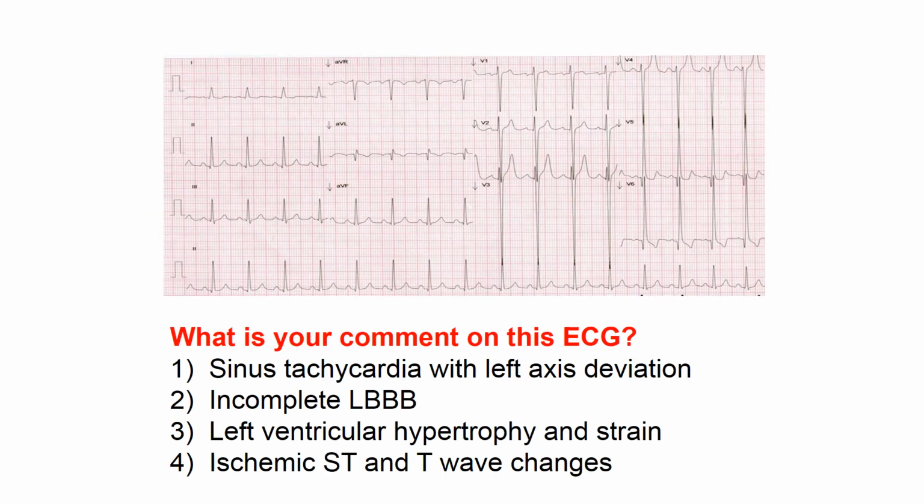After looking at this electrocardiogram, what is your comment on this ECG? Is it sinus tachycardia with left axis deviation? Is it incomplete left bundle branch block? Is it left ventricular hypertrophy and strain pattern? Or is it ischemic ST and T changes?